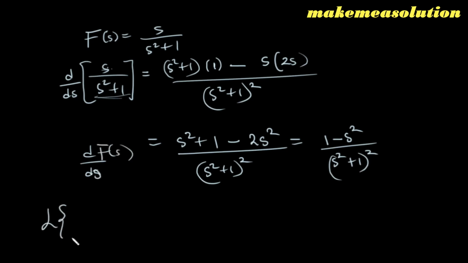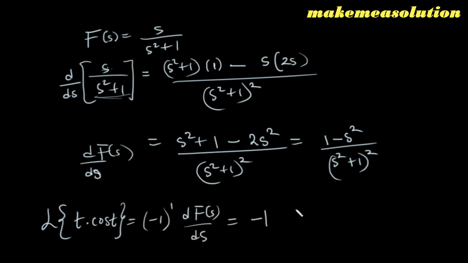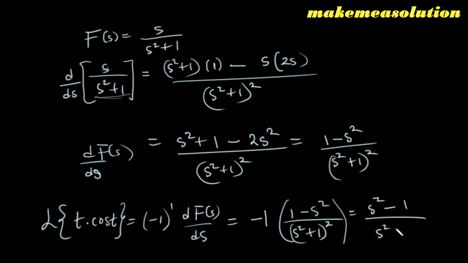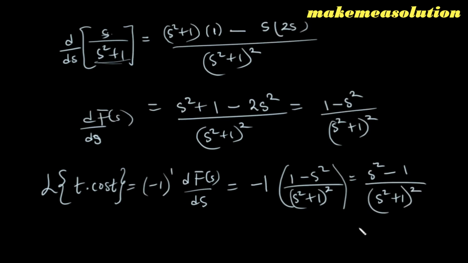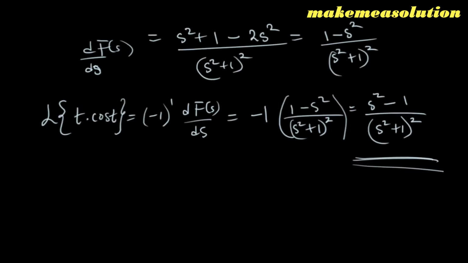So my Laplace transform of t multiplied by cos t is minus 1 raised to the power of 1, which is minus 1, multiplied by d by ds of F of s, that is 1 minus s squared all over s squared plus 1 all squared. This gives me s squared minus 1 all over s squared plus 1 all squared. Is that okay? So this is the Laplace transform of t cos t.